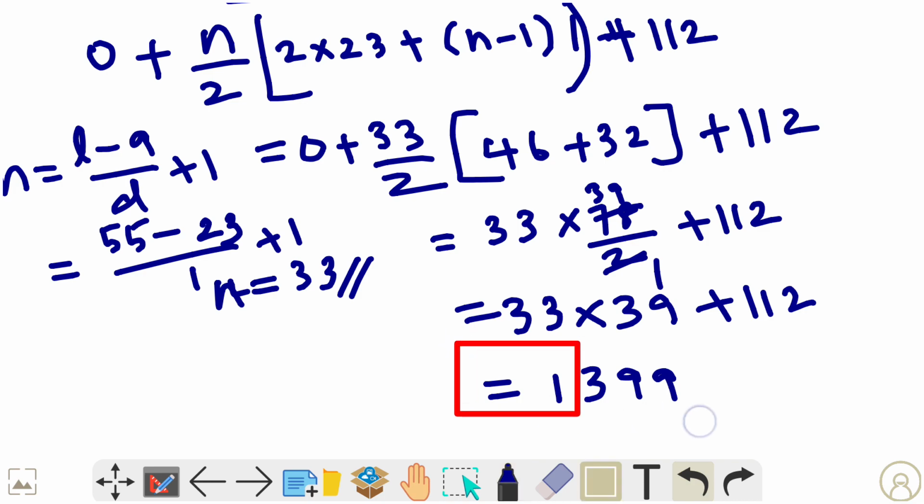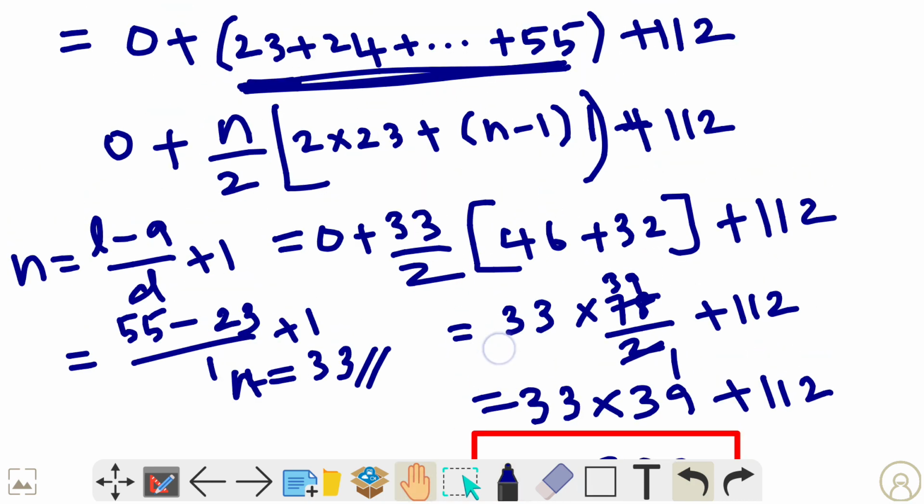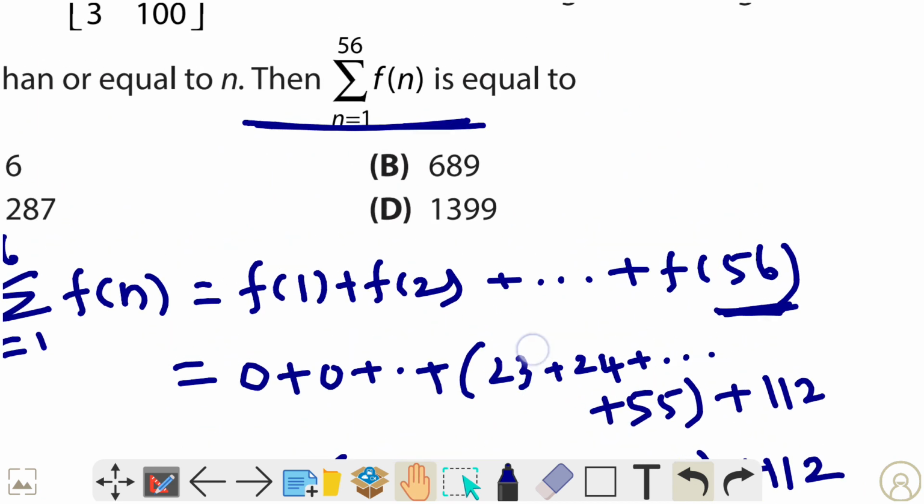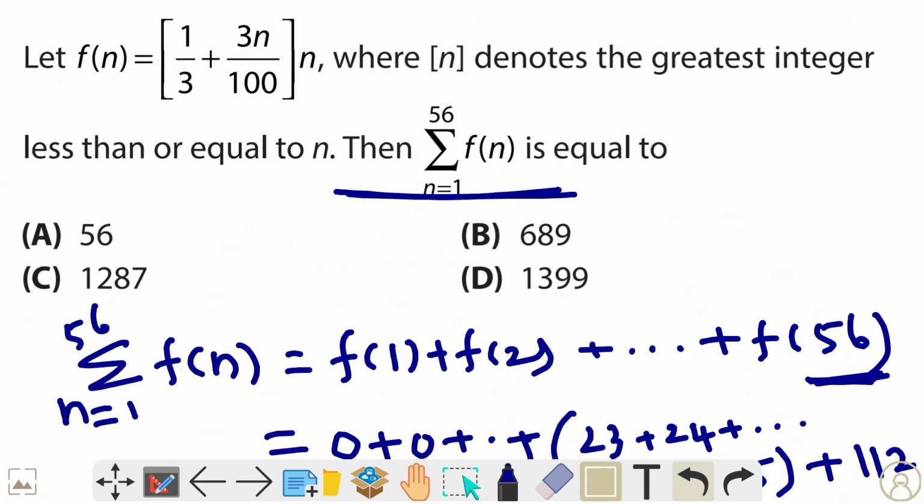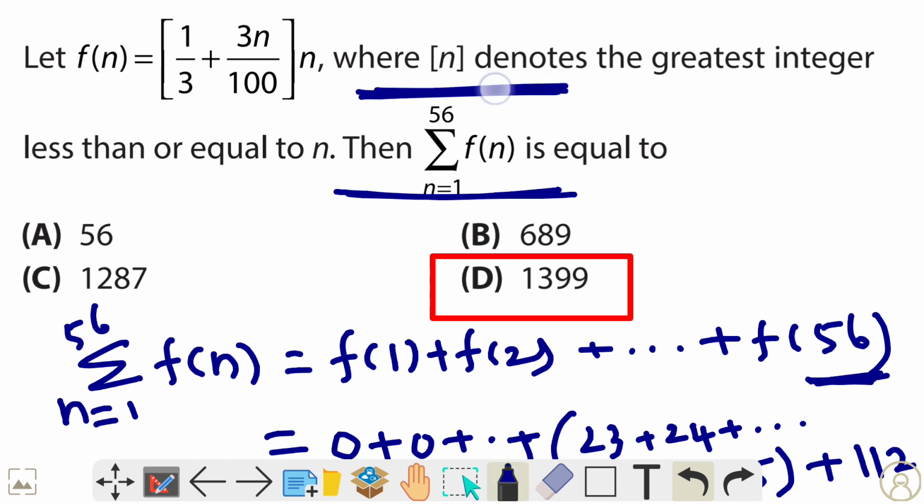So the final answer is 1399. So option D looks like our answer. Option D is a correct answer. So here we have the hint.